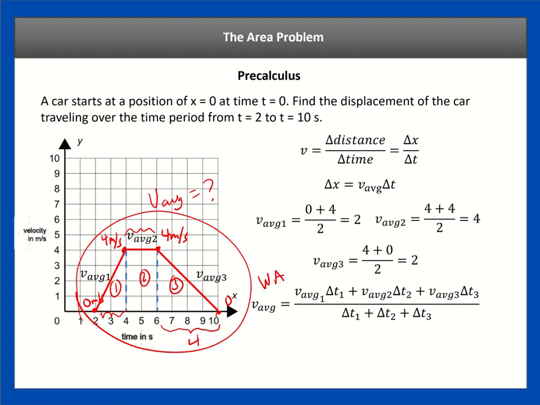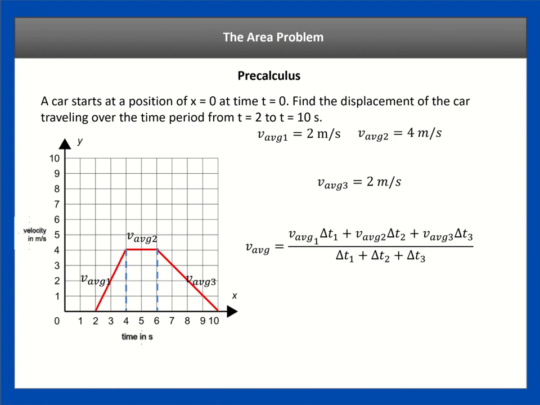So this is a weighted average velocity. Essentially, we're going to take the first velocity times the time period that it takes, and then do the same thing for all of them. How long do they take in that average velocity over that section of the curve? And then we divide by the total time period of the curve. And that gives us our average velocity for the entire curve.